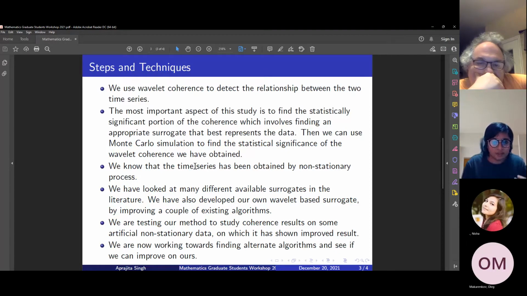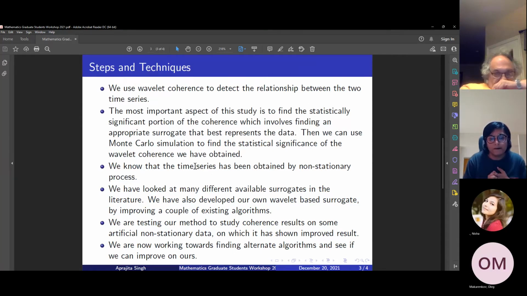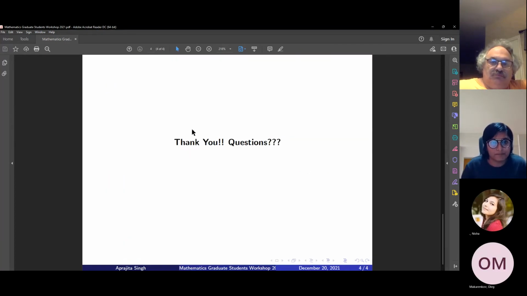We are also trying to find some alternate algorithms using machine learning and neural net techniques at this point of time. We're trying to see if we can do something with that as well and find more interesting algorithms. Once that is done and once we find an algorithm, we can then apply it to our original data and find the coherence between different time series. Yeah, so that's it. Thank you.